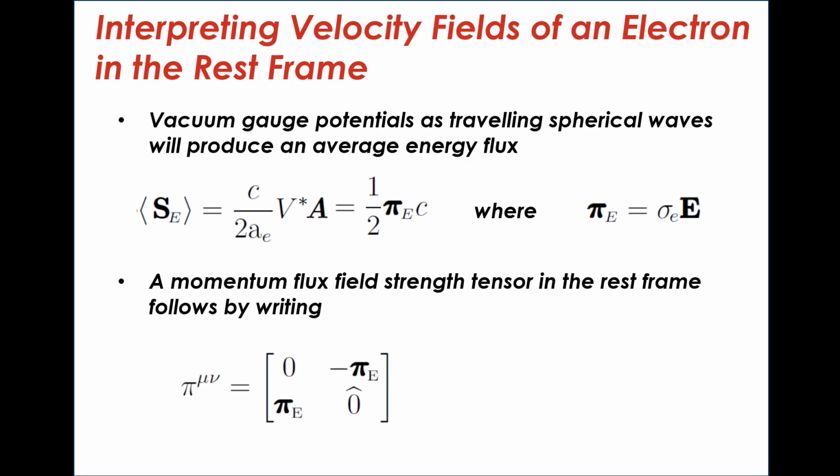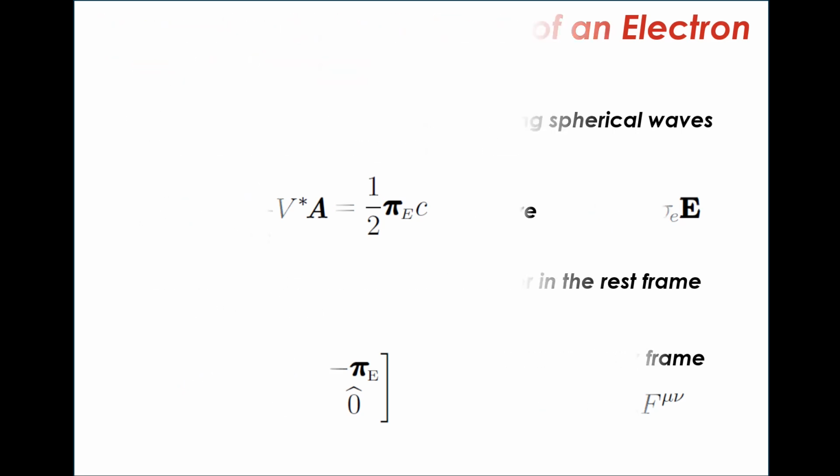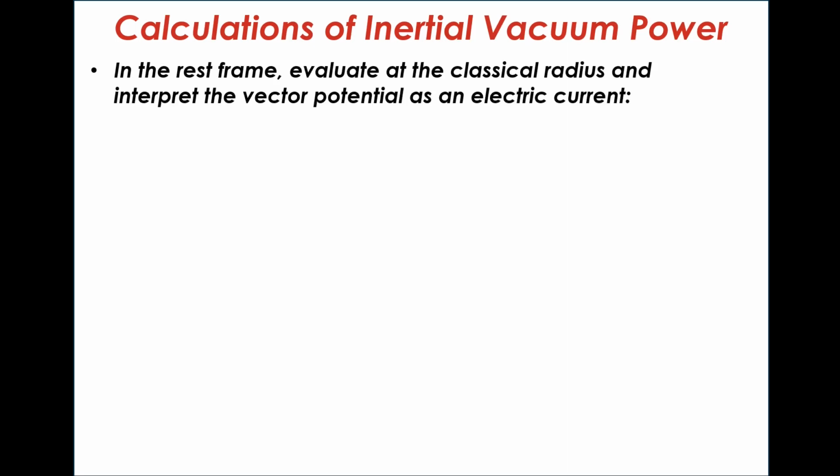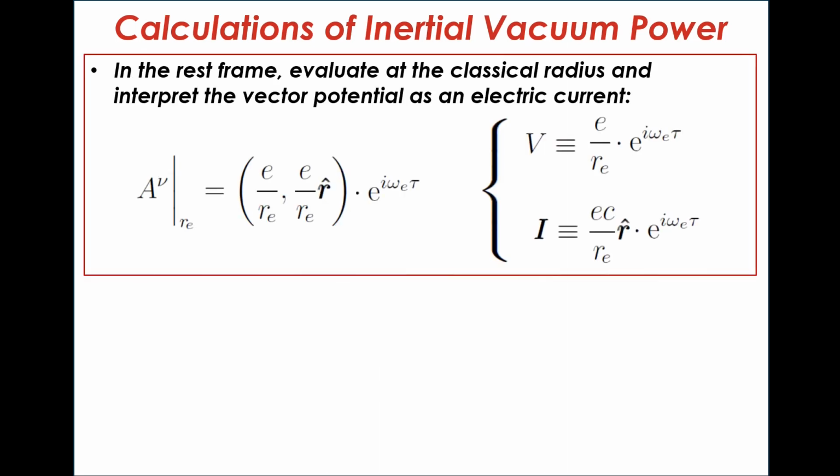A Lorentz transformation will then produce the velocity field strength tensor multiplied by a fundamental charge density. This implies, of course, that the magnetic fields of the particle also carry momentum, which circle around the particle at light speed. Let's continue in the rest frame and evaluate our propagating vacuum gauge potentials at the classical radius of the electron. At this radius, the vector potential multiplied by a factor of c can be interpreted as a radial electric vacuum current passing through the radius in all directions.